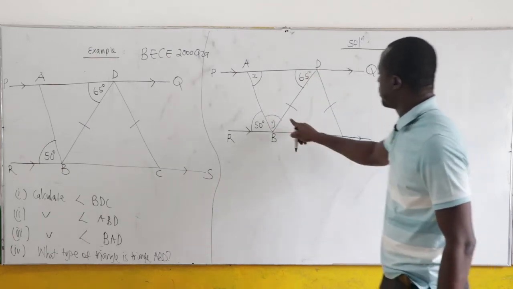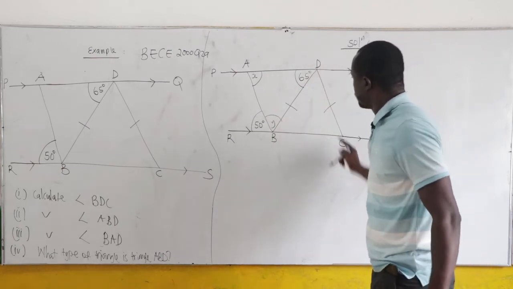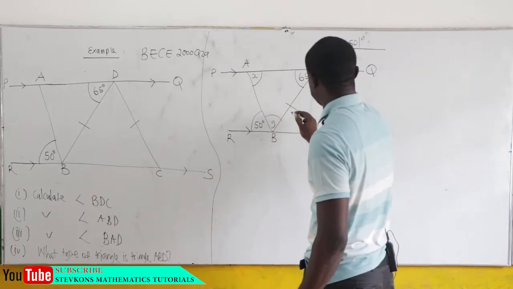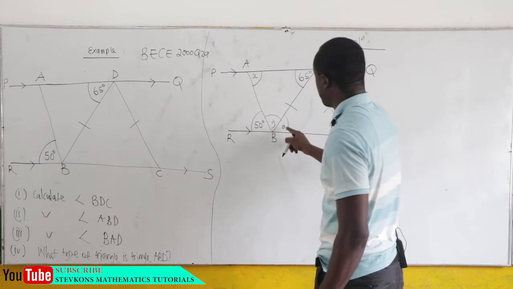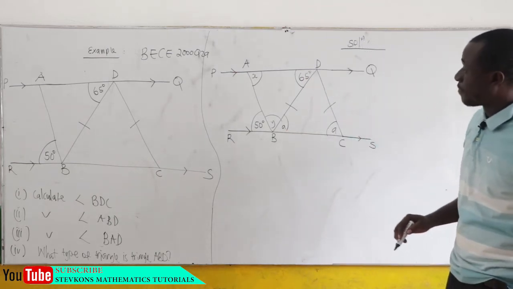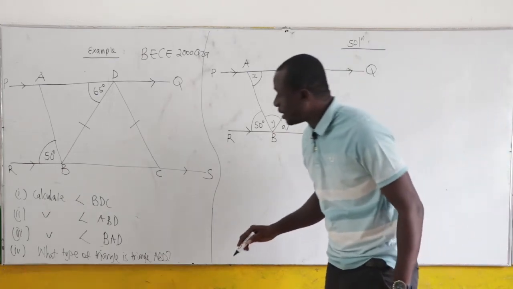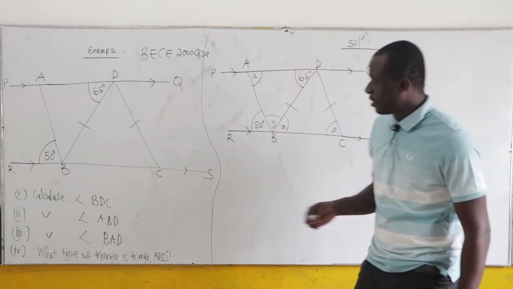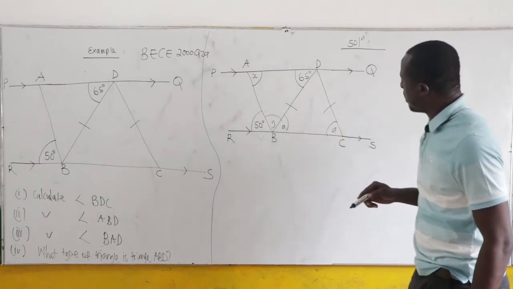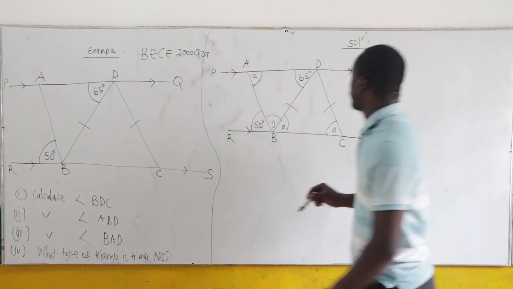Now, let's suppose that DBC is isosceles. This side is equal to that side. So let's suppose that the angle here is A. And if this is A, this side too will be equal to A. Now, the first one says we should find BDC. We want to find the angle over here.